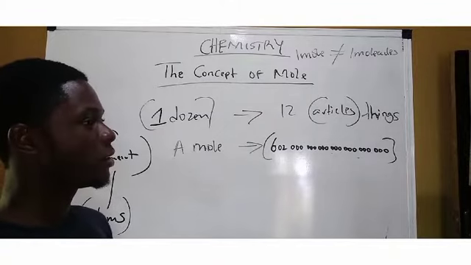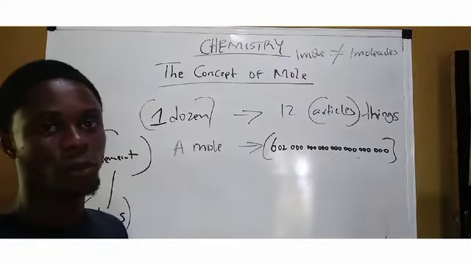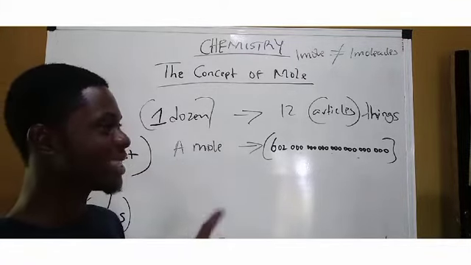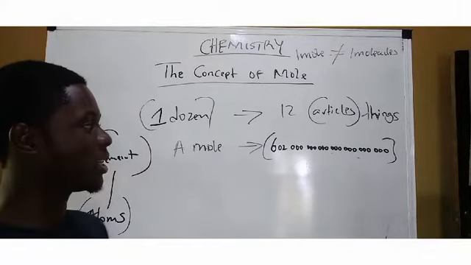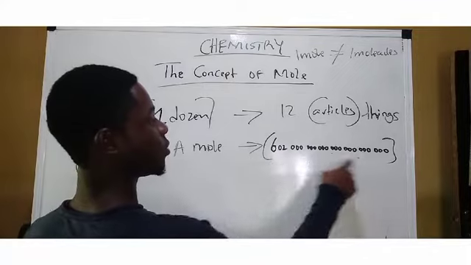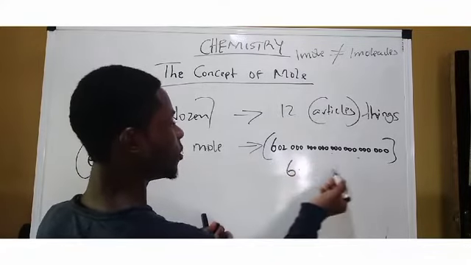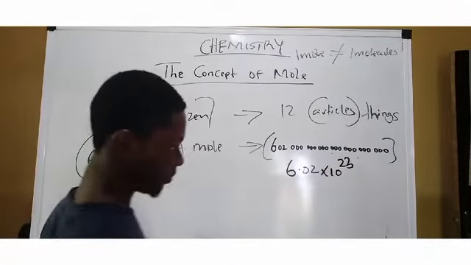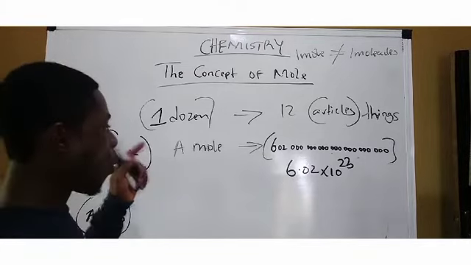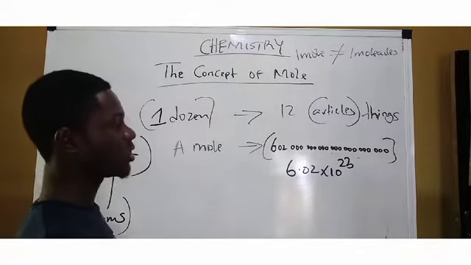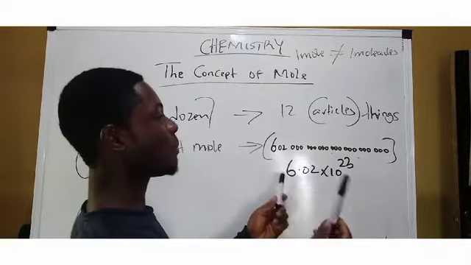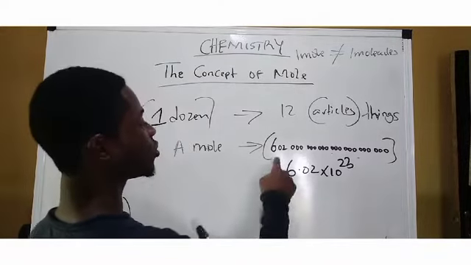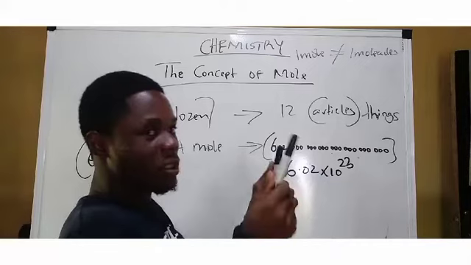So if we have 12 donuts, we have a dozen donuts. Now coming to the other aspect, 1 mole of a substance. Let's say we have 1 mole of marker, it therefore equals this value. Writing it in standard form, we have 6.02 times 10 to the 23rd. So 1 mole of any substance contains that many particles of that substance.